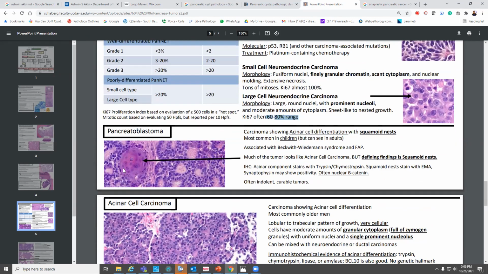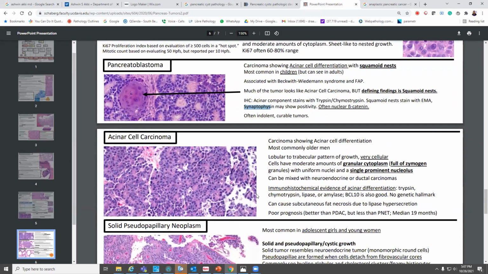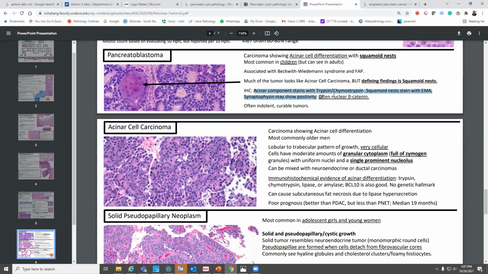Pancreatoblastoma: these were the squamoid morules that he was talking about. These are typical squamoid nests seen in pancreatoblastoma. It looks acinar, but the defining finding is the squamoid nests. And then often there will be nuclear beta-catenin as well. Synaptophysin can be positive too. So that's that. But because of the acinar component, it will be trypsin and chymotrypsin positive.